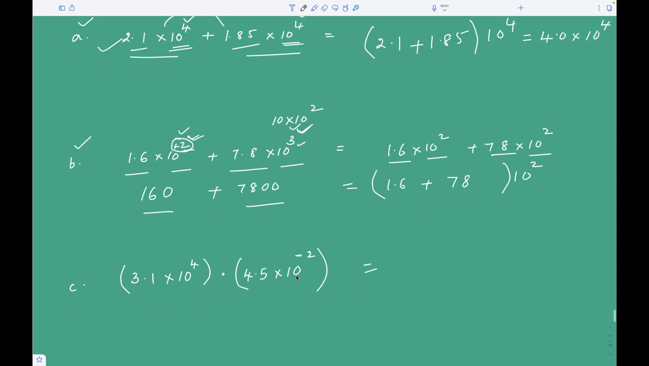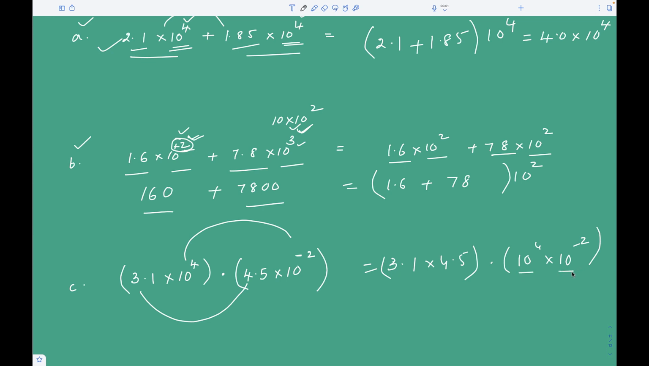Now what about multiplication? Multiplication is much easier. Here you have to simply multiply the significands with one another and the exponent terms with one another. So this can be written as 3.1 times 4.5 multiplied with 10 to the power of 4 times 10 to the power of minus 2.